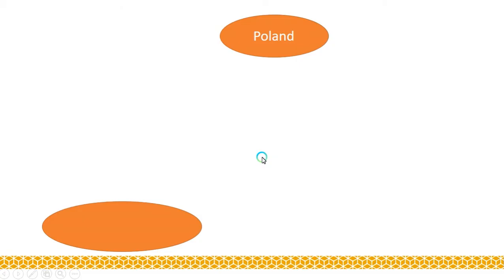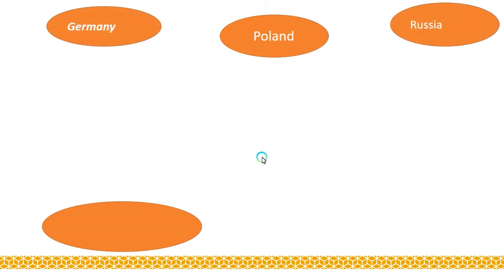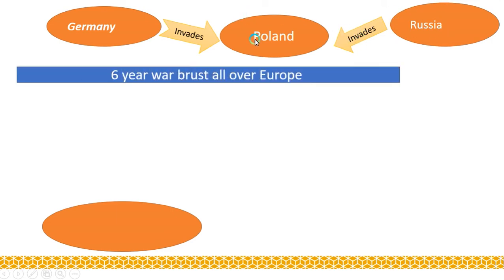And then the different steps. Germany and Russia try to make what? Germany and Russia try to make like an ally between them. Ally means they will work and invade together. So Germany and Russia will go to invade Poland. After that, after 6 years of war, Brussels over Europe.